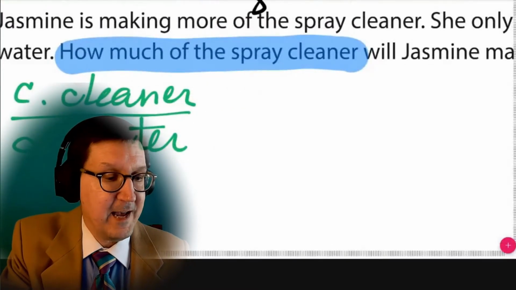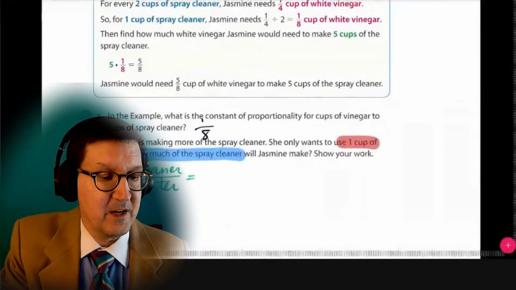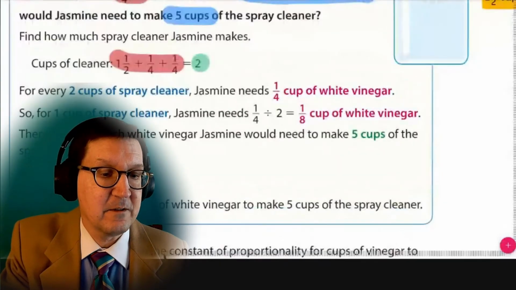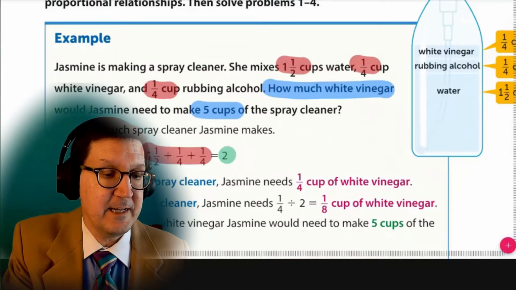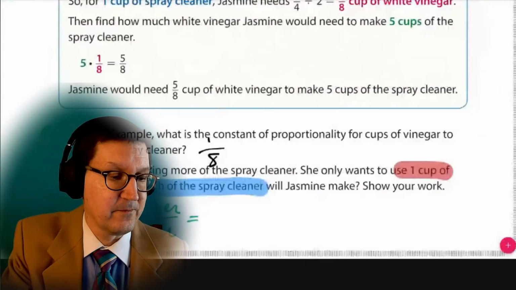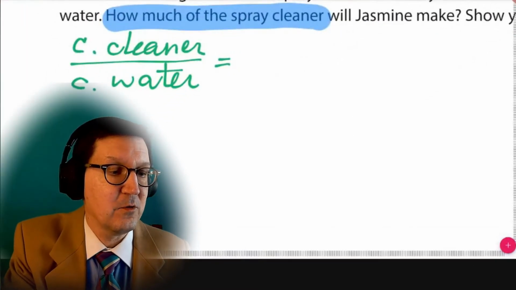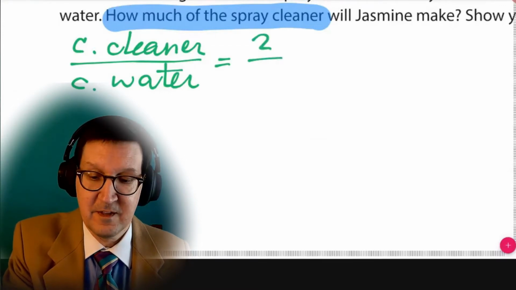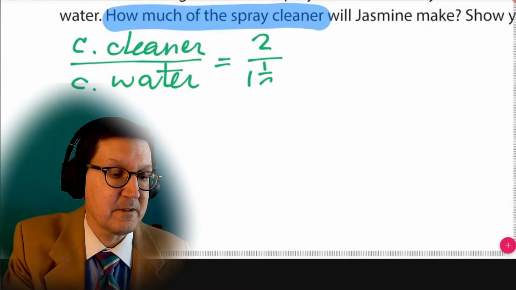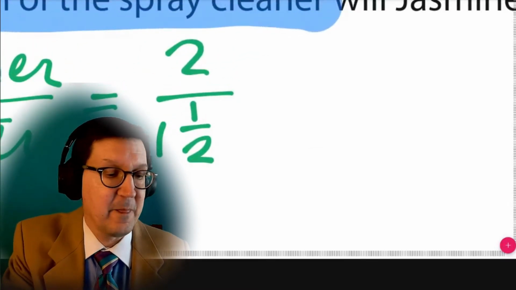So what do we have? We have how much water per cleaner? What does it say up here? How much does she need? She needs 1.5 cups of water, which makes 2 cups of cleaner. So it's 1.5 to 2. But down here we're looking at cleaner per water. So how much cleaner? 2 cups. How much water? 1.5 cups. So we can take 2 divided by 1.5 to find out the unit rate.